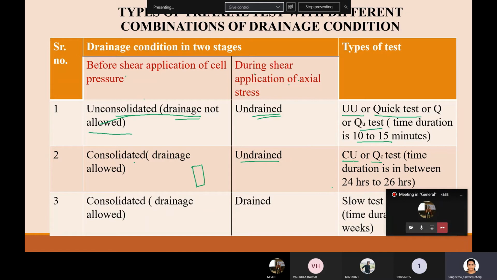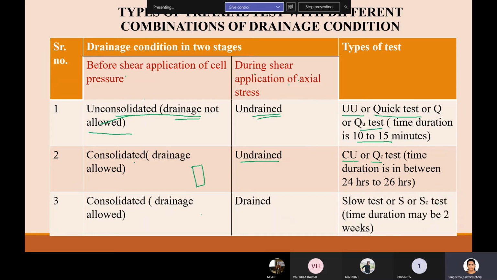And the last one is consolidated drained test. Actually this test is a very slow test, and it takes sometimes weeks together to get completed. So why? In the sense, if you take a clayey sample, it will be having a very low permeability, and once you apply the cell pressure and then allow the drainage to flow off, then what happens? Because of low permeability, consolidation will be progressing in a slower fashion. So it may even take 1 week or 2 weeks to get completed.